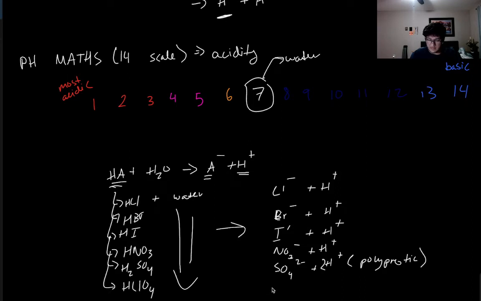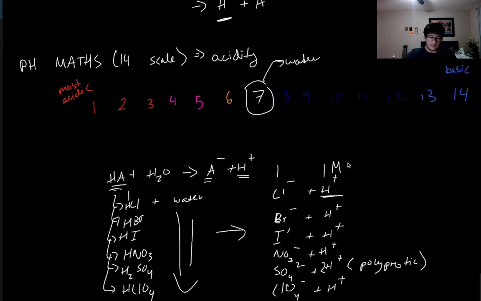And then obviously HClO4 goes to ClO4 minus plus H plus. But the point I'm trying to make is if I start out with, say, 1 molar HCl and it's completely dissolved, that means I'm going to have 1 molar of H plus here. I'm going to have 1 molar of Cl minus. And we know the concentration of H plus then.